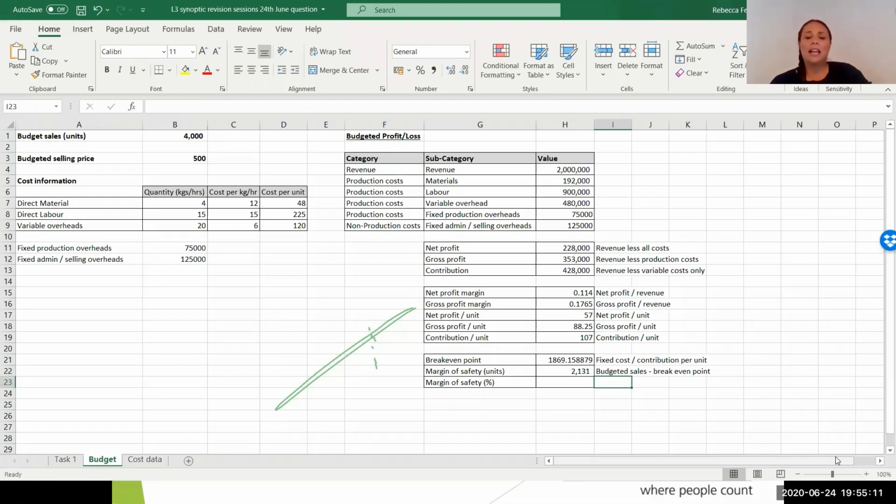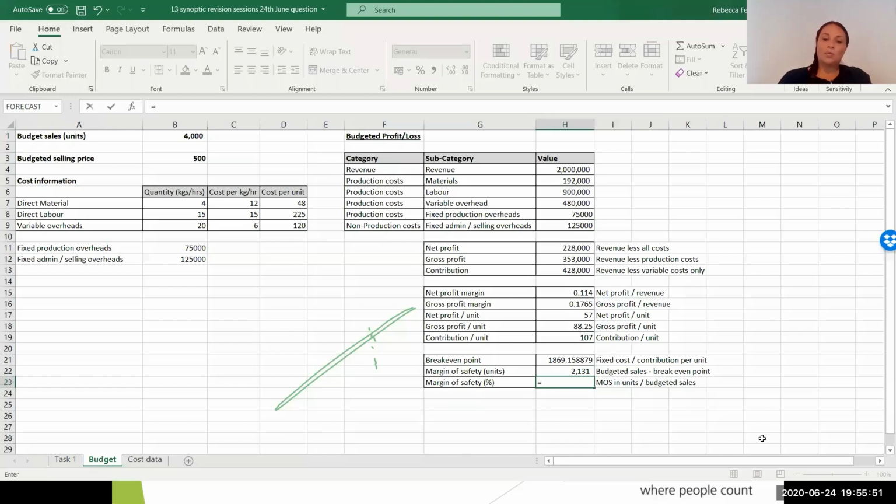How do I then calculate my margin of safety as a percentage? Good, super, lots of correct answers coming through there. That's absolutely great, guys. So I'm going to take my margin of safety in units, which we've just calculated as 2,131, and I'm going to convert that into a percentage. And the way that I'm going to do that is I'm going to divide it by my budgeted sales. And again, I'm going to leave it because in a minute I'm going to use Excel to make it a percentage.